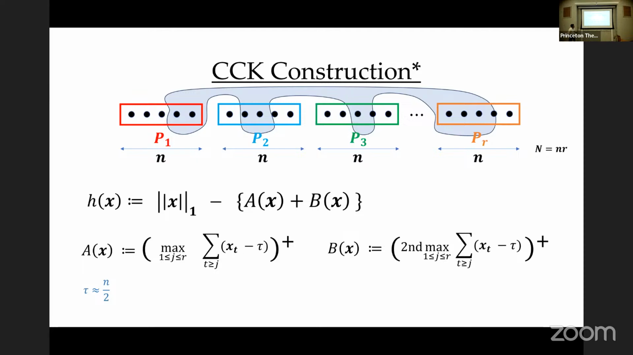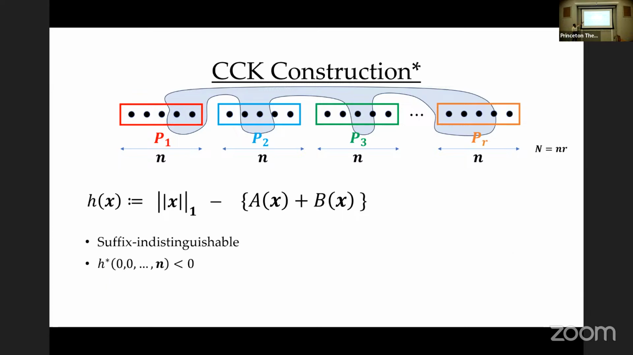Okay, that's not the only thing that works. In fact, in the paper we use A as the maximizer over odd elements and B as the maximizer over even elements, and that also works. So that's the thing, and one can check that this function is indeed suffix indistinguishable, for the reasons that I've outlined at a high level, but figuring out what the tau is, etc., is not too difficult.